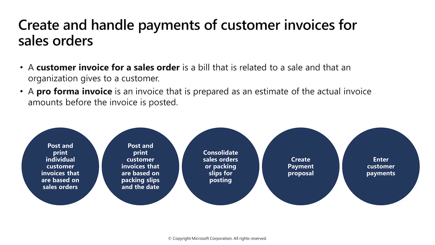Use the Open customer invoice list page to view the invoices that you post. Then post and print customer invoices that are based on the packing slip and the date. The customer invoice is based on this packing slip and reflects the quantities from them. The financial information for the invoice is based on the information that is entered when you post the invoice.